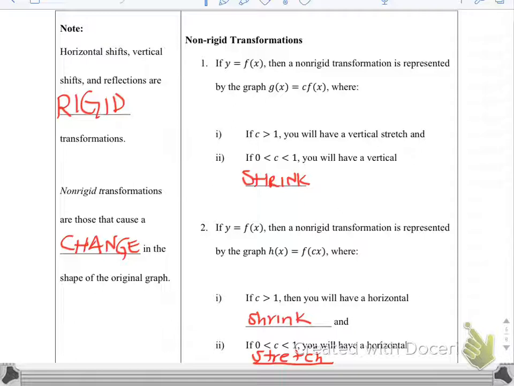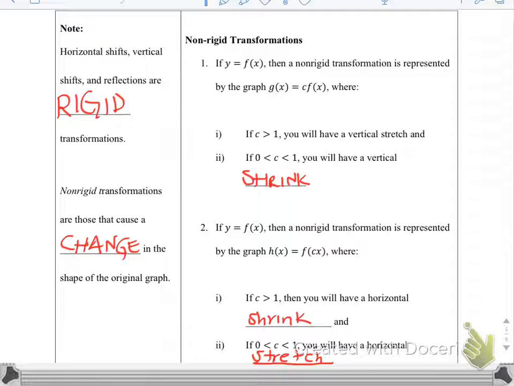Non-rigid transformations. So far what we've talked about have been considered rigid transformations. So vertical and horizontal shifts and reflections, we call those rigid transformations. Non-rigid transformations are those that cause a change in the shape of the original graph. So if you shrink your parent function, or stretch your parent function, then that's a non-rigid transformation. And the definition looks really technical, but don't let that intimidate you. This is just some advice on when you're stretching and shrinking and things of that nature, okay?